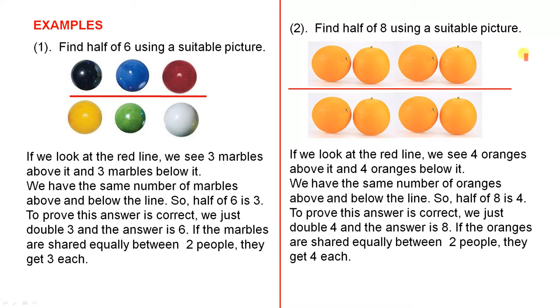Next example, find half of 8 using a suitable picture. If we look at the red line, we see 4 oranges above it and 4 oranges below it. We have the same number of oranges above and below the line. So half of 8 is 4. To prove this answer is correct, we just double 4 and the answer is 8. If the oranges are shared equally between 2 people, they get 4 each.